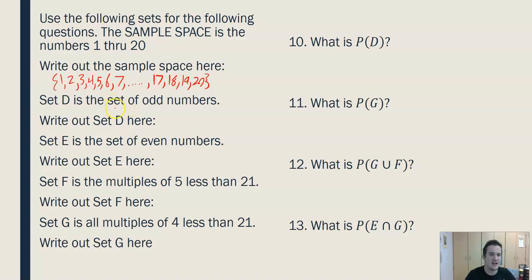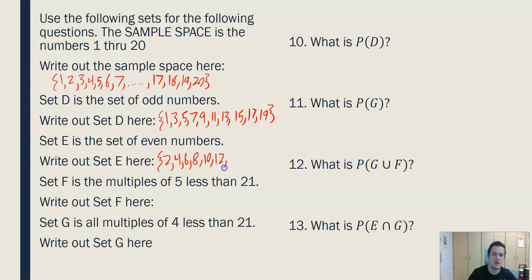Set D is the set of odd numbers. So the set of odd numbers would be 1, 3, 5, 7, 9, 11, 13, 15, 17, and 19. Set E is a set of even numbers, so that's 2, 4, 6, 8, 10, 12, 14, 16, 18, 20. The reason I'm not going past 20, again, is because my sample space only goes up to 20.